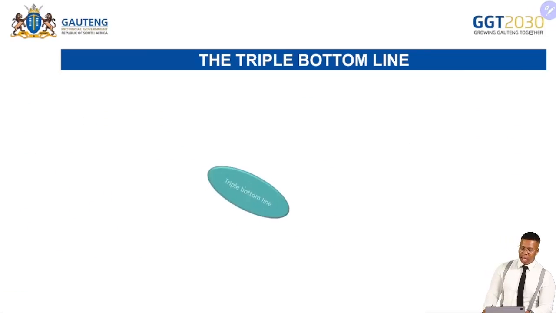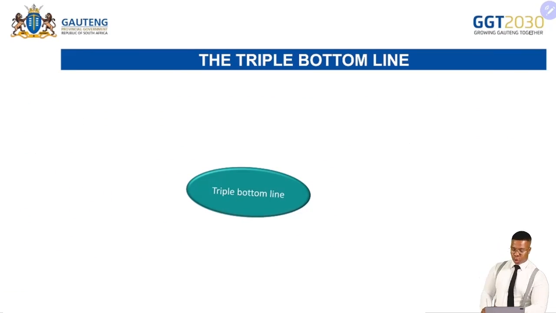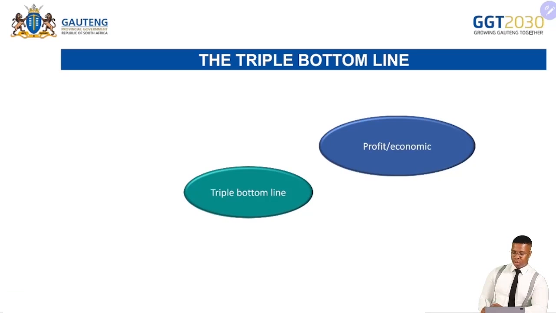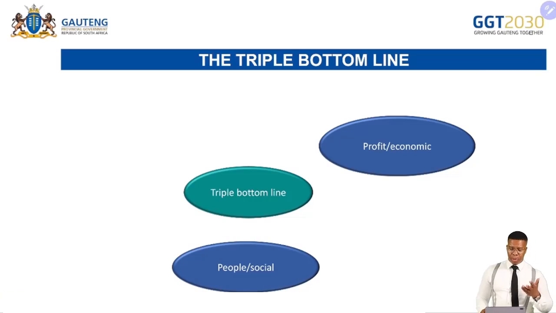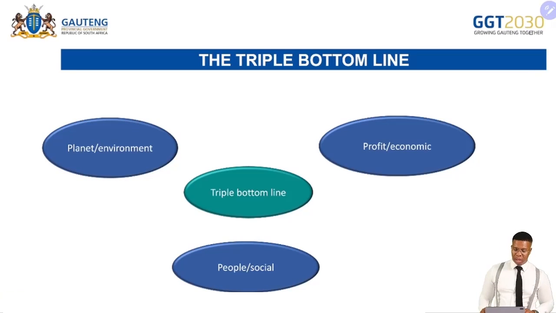Then we enter now social responsibility, the triple bottom line. Very key for your social responsibility. Remember, social responsibility is an ethical viewpoint that says an individual or organization has to benefit society. And in benefiting society, they have to think about the triple bottom line, which is profit or economic, people or social, together with planet or environment. How can they benefit the society using these three aspects?